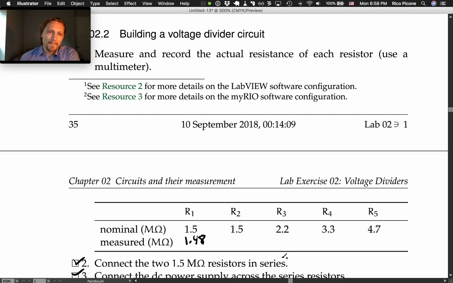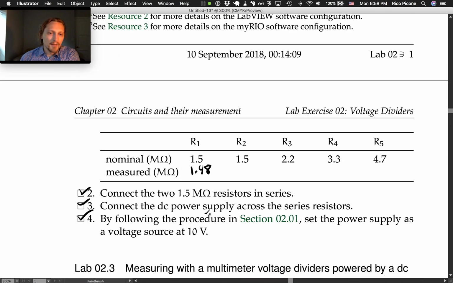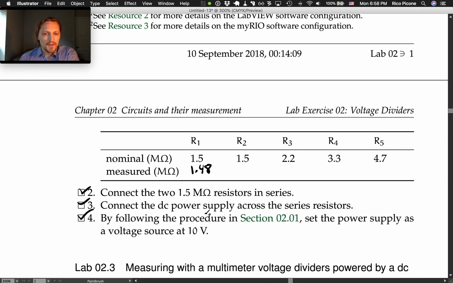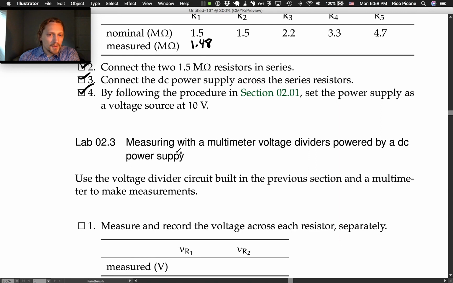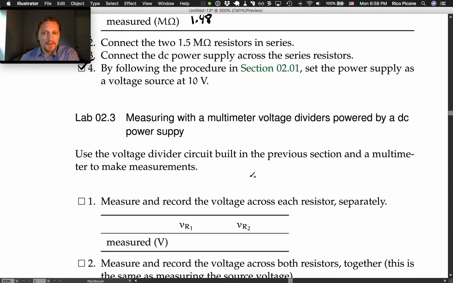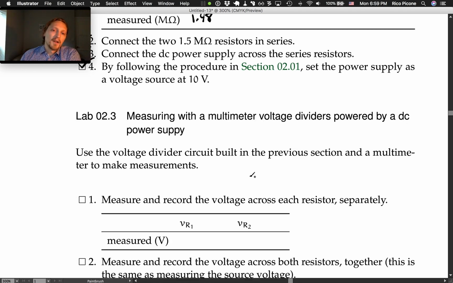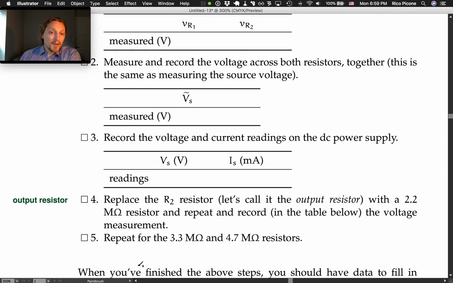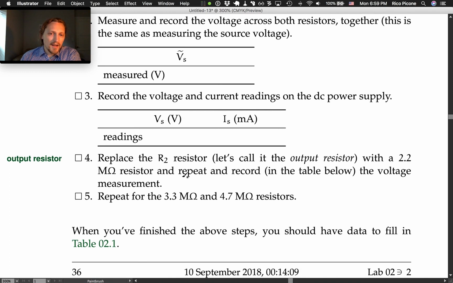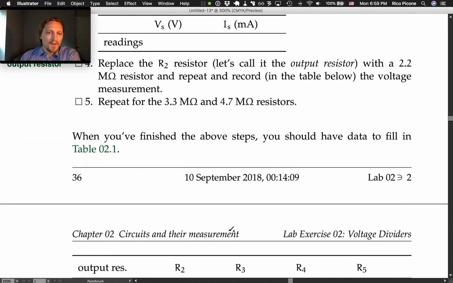So the first part is just building the voltage divider circuit, measuring the actual resistances of the resistors that you got, and then setting up the voltage source. Then you're going to measure with a multimeter voltage dividers powered by the DC power supply. So the power supply is going to be connected, and you're going to use the probes of the multimeter to measure different voltages. So the first time it kind of walks you through each measurement individually, and then it has you start to repeat this for the different resistors as the output resistor.